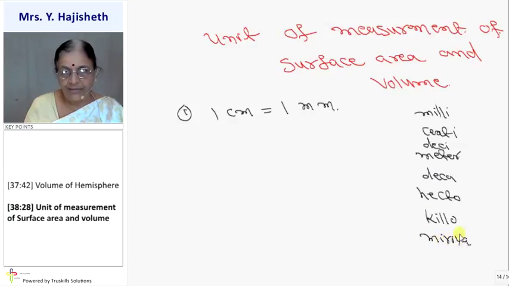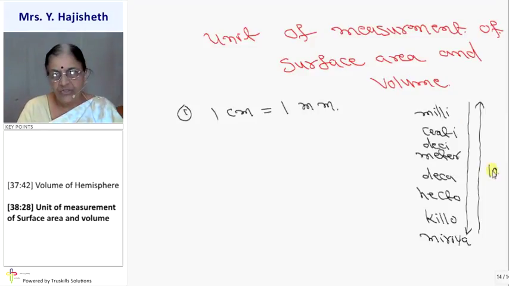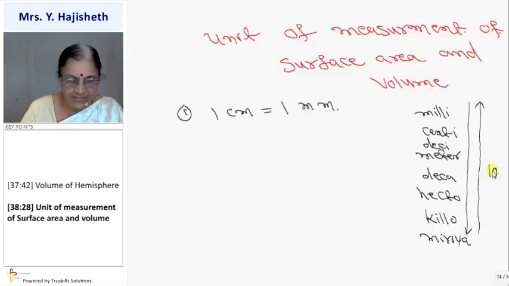ये जो है ना, ऊपर से नीचे आओगे ना तो unit will be bigger and bigger, और नीचे से ऊपर जाओगे ना unit will be smaller and smaller. And relation between any two is 10 का relation है दो के बीच में. So मिली and सेंटीमीटर, मिली सेंटी के बीच क्या है, 10 का relation है. मिली is smaller than सेंटी, so 1 सेंटीमीटर is 10 मिलीमीटर. समझ में आया? अगर भूल जाओ तो ये टेबल याद रखना मेरा.